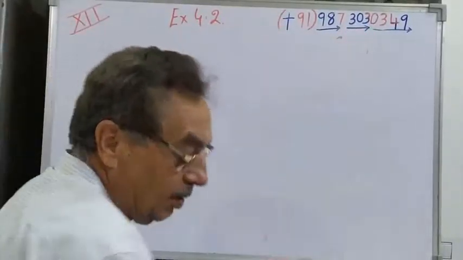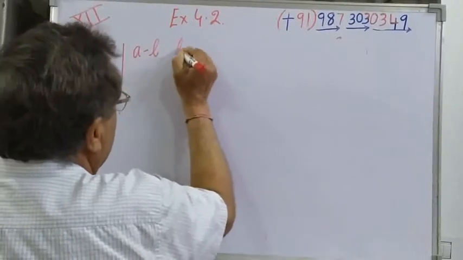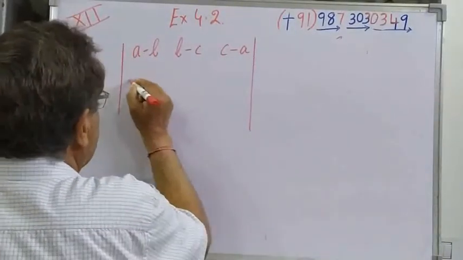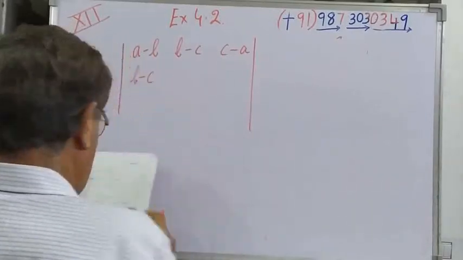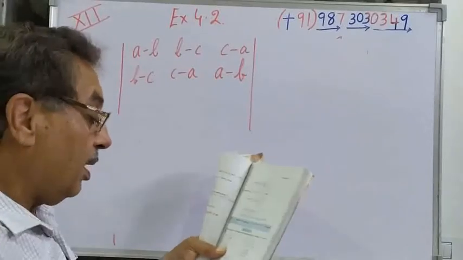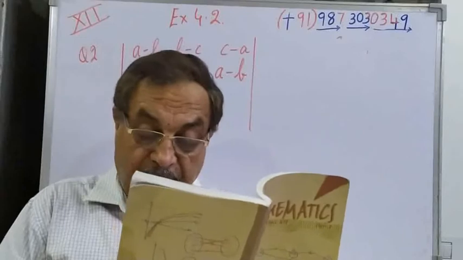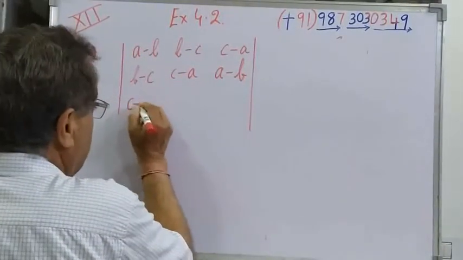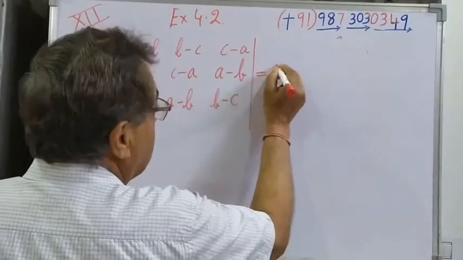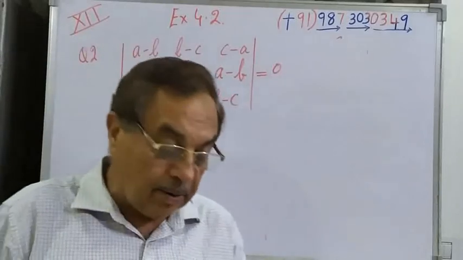Let us go to question number 2 of these determinants. In that question, we have first row a minus b, b minus c, c minus a. The second row is starting from b minus c, c minus a, and a minus b. On the third row we have c minus a, a minus b, and b minus c. It is supposed to be proved equal to 0.